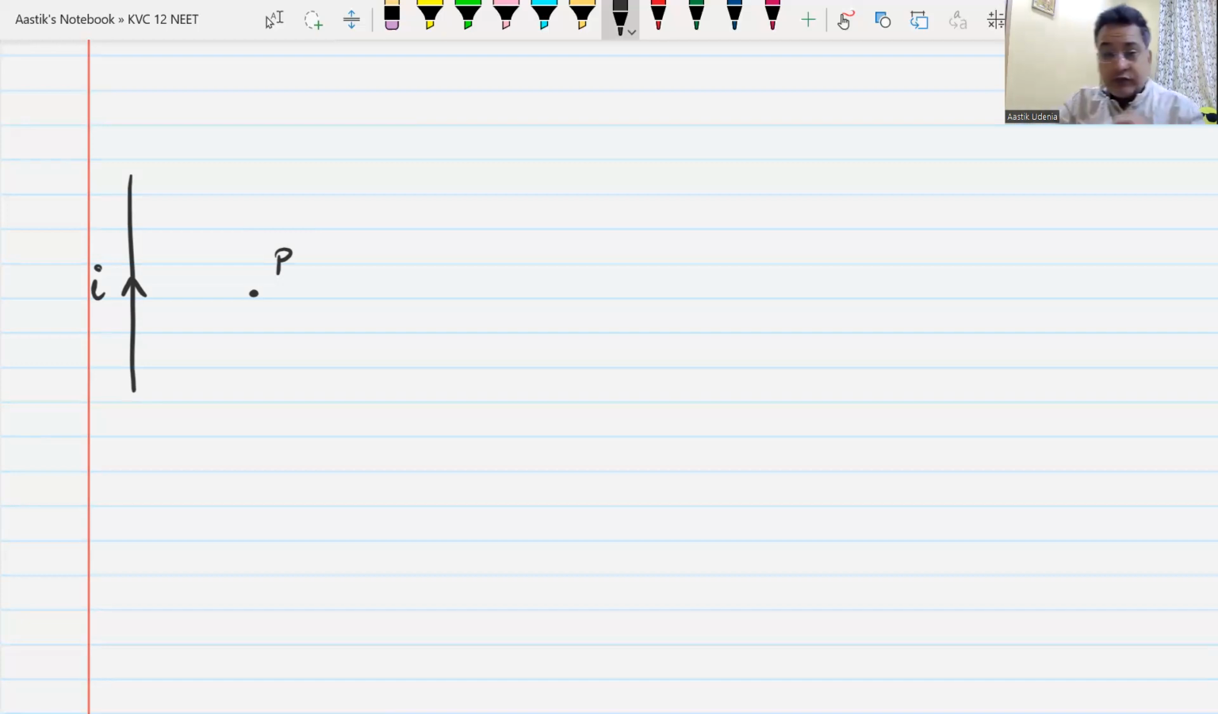Inwards. Your current is like this. Your point P is on this side. You point your fingers and they will go inside. That means the direction of magnetic field would be inside. Do we understand this?